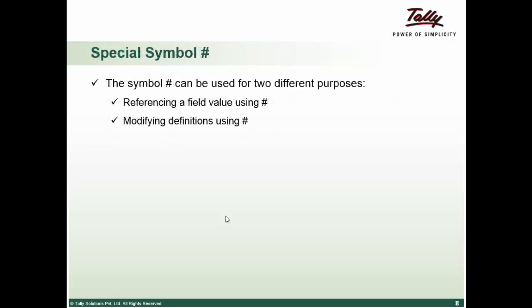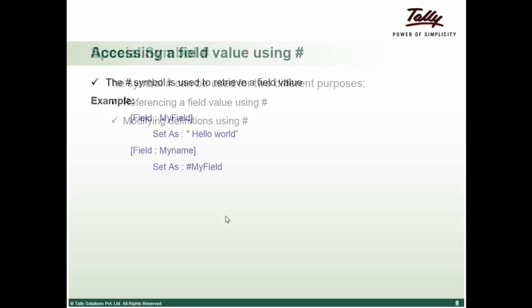Now the special symbol hash. The symbol hash can be used for referring to a field value or for modifying the existing definition. For modifying the existing definition, we have already written 2 codes, so you know that. And for referring to a field value, you can simply write hash the field name, and the text of this field will be referred here.